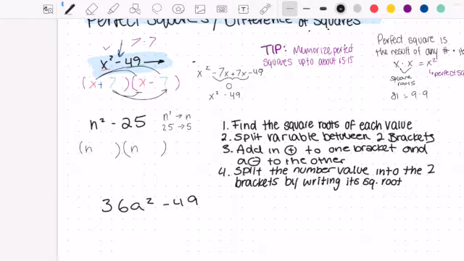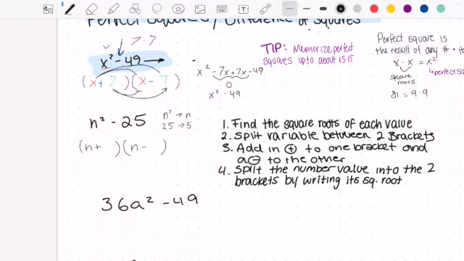Add a plus in one bracket and a minus to the other. Plus, minus. Split the number value into the two brackets by writing its square root. So I'm going to put a 5 and a 5. Look at that. 4 steps and you can factor these perfect square questions. Super easy, super simple, not overly complex, which makes it something that anyone can do as long as you understand what our end goal is when we factor a polynomial expression.